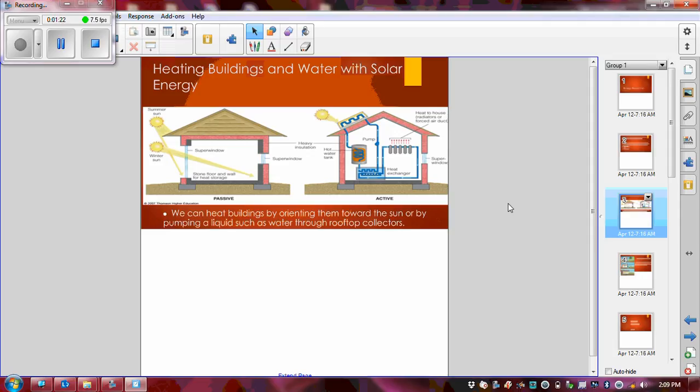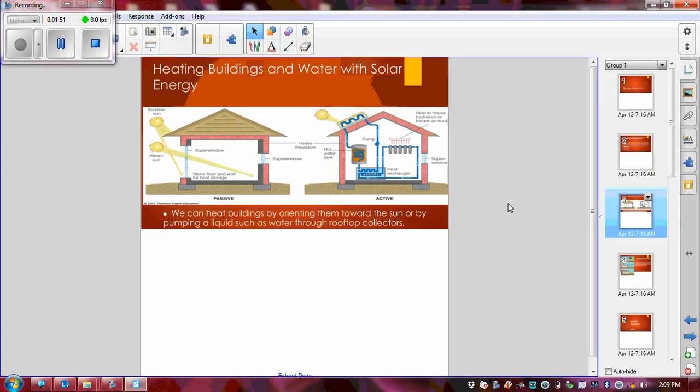But during the winter months, when the sun is lower in the sky and it's cooler out, and we would want to heat our home with our passive solar energy, now the sun's rays are going to be coming into the house more directly. The super windows are usually bigger and thicker, which allows for less heat loss going out into the atmosphere.